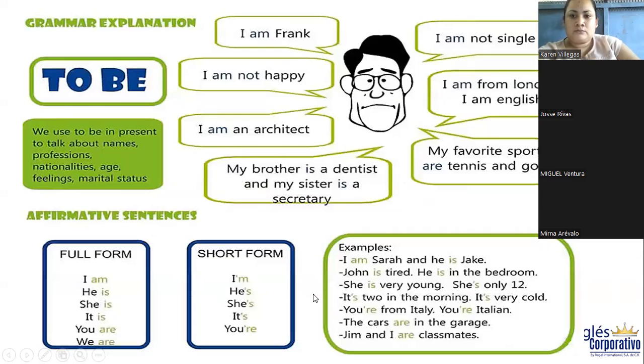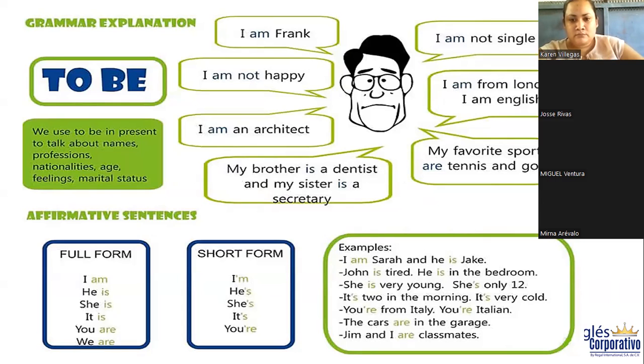Okay. And we have more examples over here. I would like a volunteer to read examples that are here. I'm sorry, these ones. I am Sara and he is Jake. Can I have a volunteer to read the other sentences? Who would like to read the other sentences? Me, teacher. Okay, please. Number two.